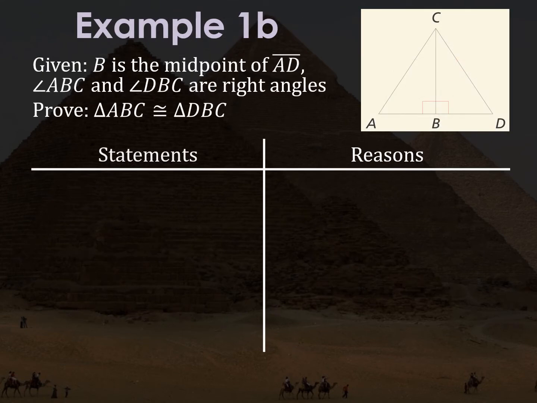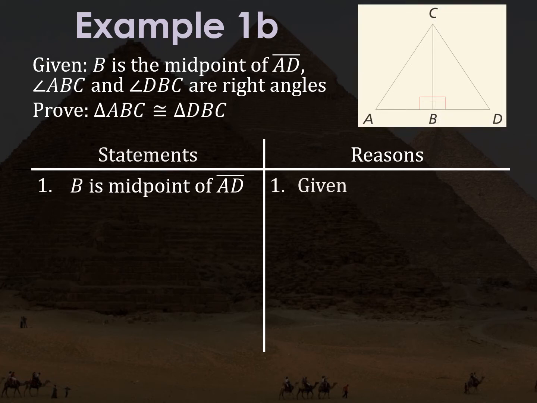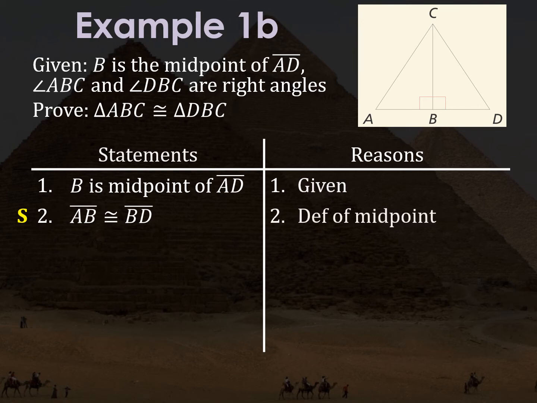1b, given that B is the midpoint of AD and ABC and DBC are right angles, prove triangle ABC is congruent to triangle DBC. So let's take a look at how this one works. Statement 1, B is the midpoint of AD. And that is given. Statement 2, AB is congruent to BD. How do you know this? By the definition of a midpoint. So the definition of a midpoint says that if B is a midpoint of AD, you end up with 2 congruent segments, AB and BD. So AB is congruent to BD.